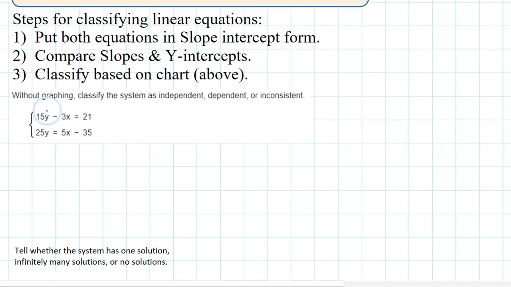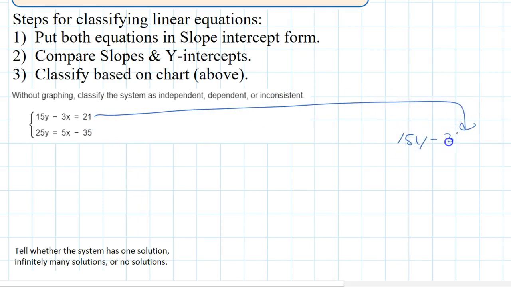The instructions, without graphing, classify the system as independent, dependent, or inconsistent. First, I need to put them into slope-intercept form. I'm going to take this one off to the side. In order to get the y all by itself, I simply add the x to either side. It gives me 15y is equal to 3x plus 21.